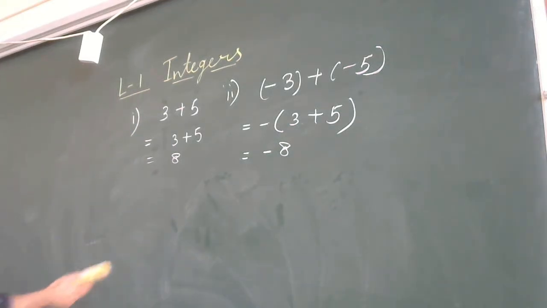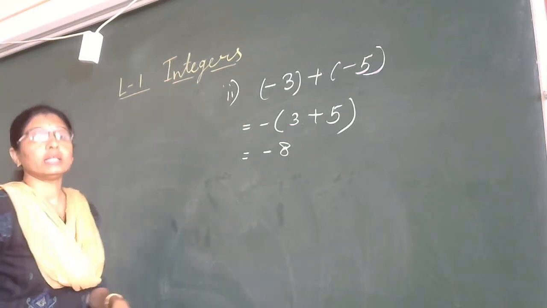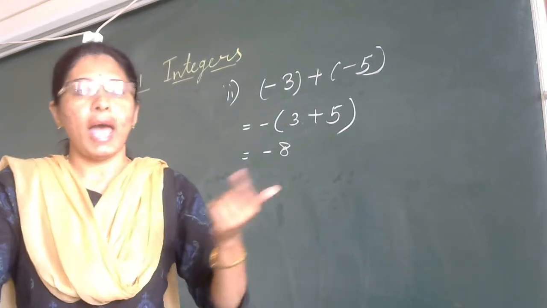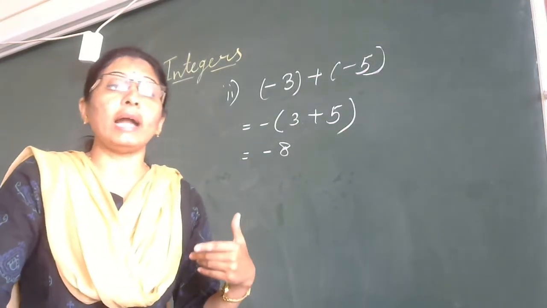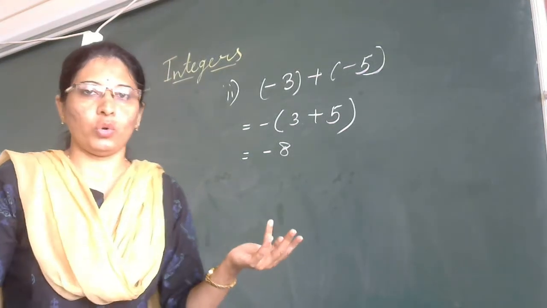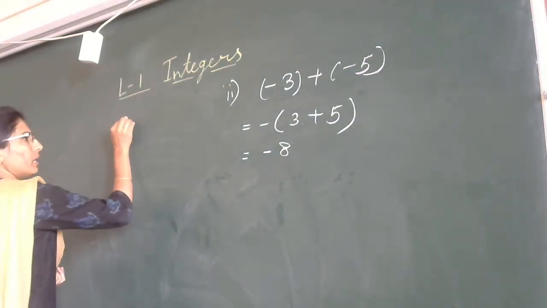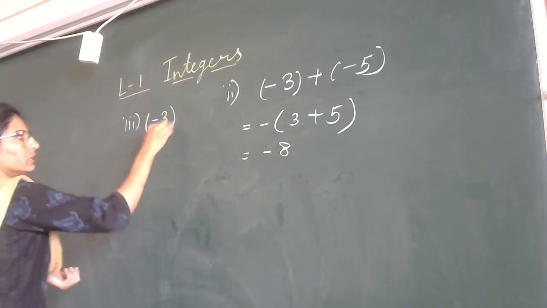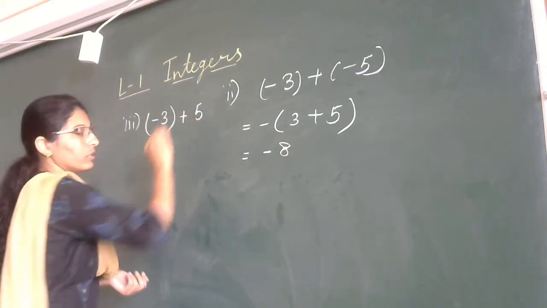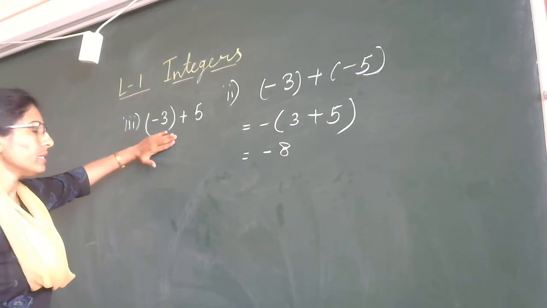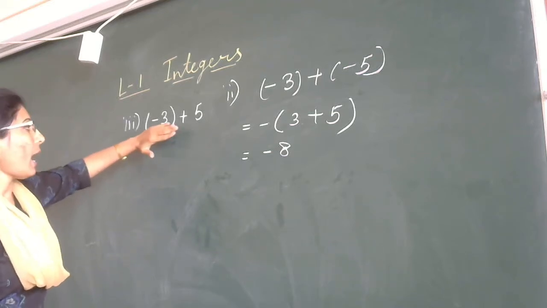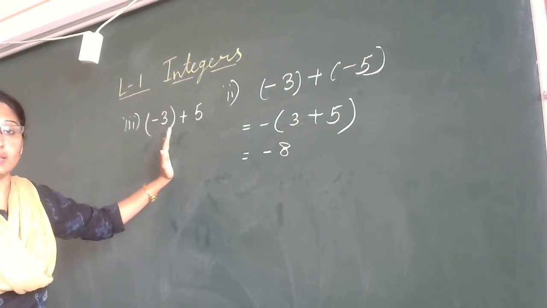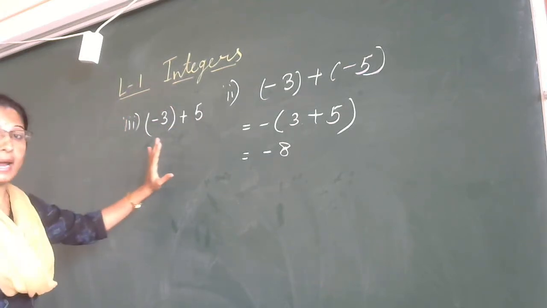Now the second rule is when the integers have opposite signs, meaning one is positive and one is negative. In that case, how will you add? Okay, let us take an example. If we take the same example, here minus 3 plus 5. Here you can see minus 3 has a minus sign and 5 has a plus sign. So they have opposite signs. In that case, how do we add?